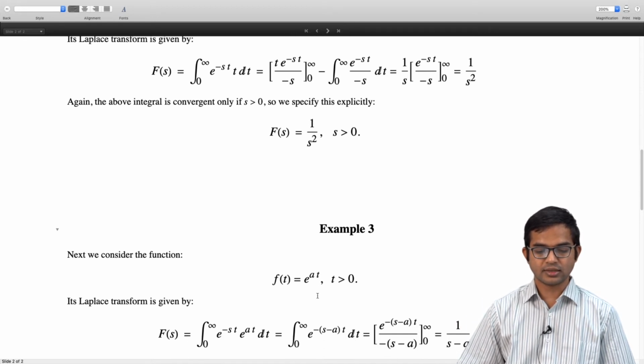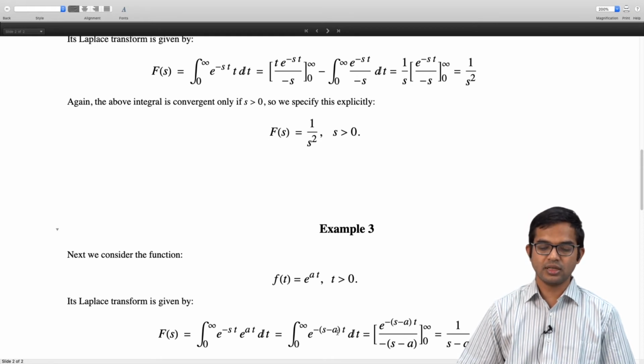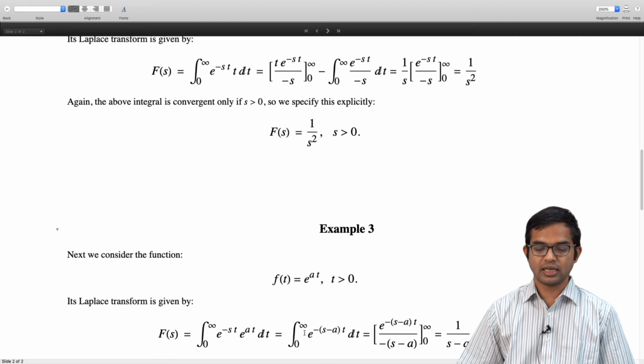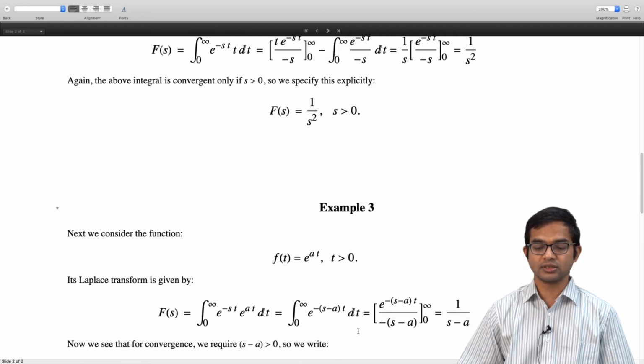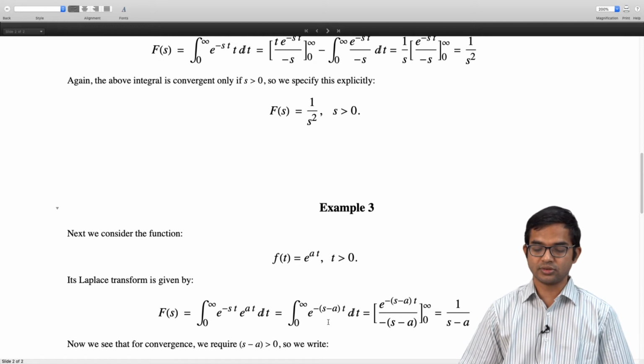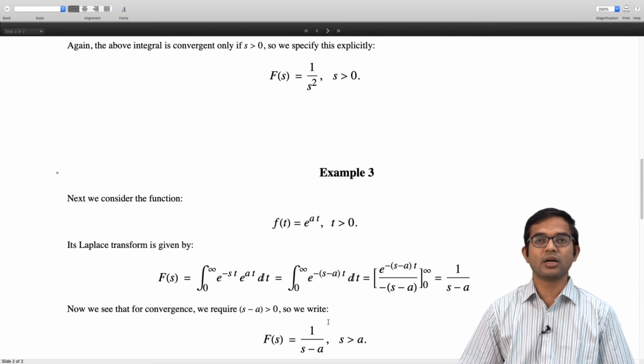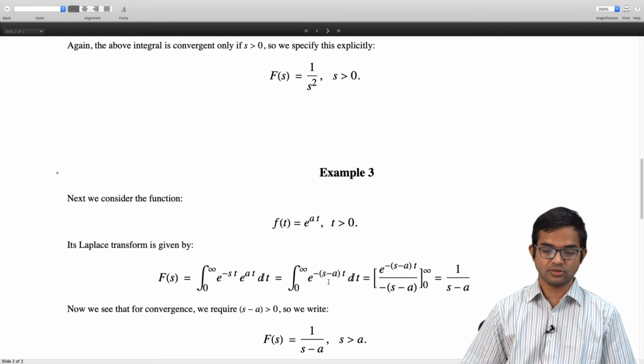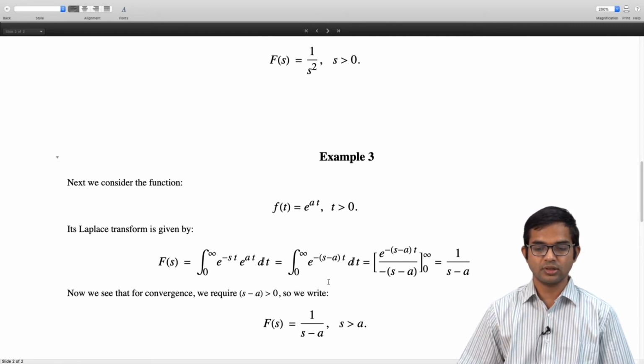So f of s here is going to be the integral of e to the minus st times e to the at dt. Then we write it as e to the minus (s minus a) times t dt. Now you can see that basically it's like taking a Laplace transform of 1, but with s minus a instead of s. So the answer is just going to be 1 over s minus a, and now the convergence has shifted, so it's not s greater than 0 but s greater than a, right? You cannot have a meaningful value for this function f of s unless s is greater than a. That's the restriction on s in this example.